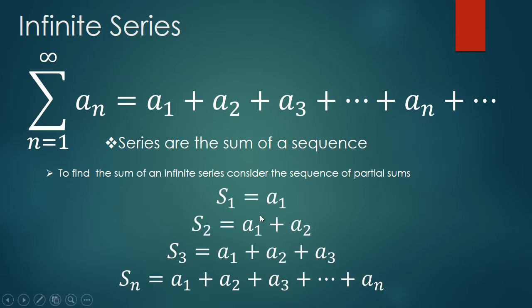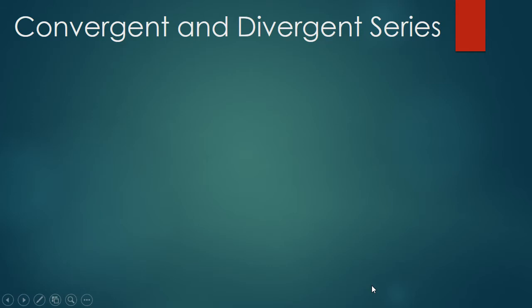So what I mean by that, okay, so the first sum would be the first term. The second partial sum would be the sum of the first two terms. The third sum would be the sum of the first three terms. The S sub n, or the nth term, would be the sum of all the terms including a sub n. So let me show you what I mean by that. Well, let me talk about this first.